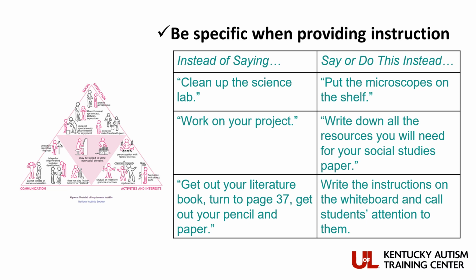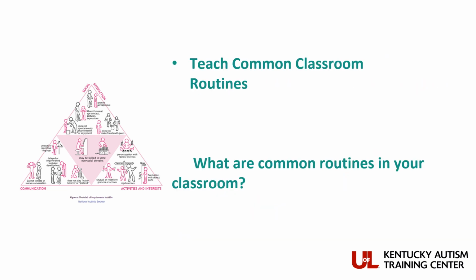When you're giving something like this multi-step direction of get out your literature book, turn to page 37, get out your pencil and paper, you may want to just bullet point on the board as you're saying that. Literature book, page 37, pencil, paper. So that they have that visual to go with them.